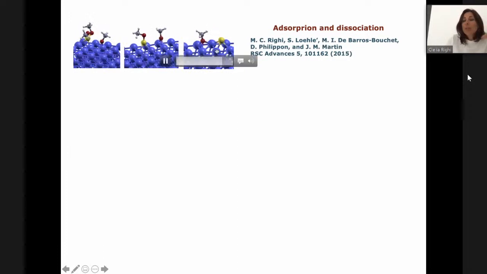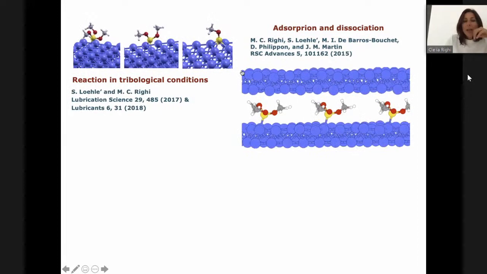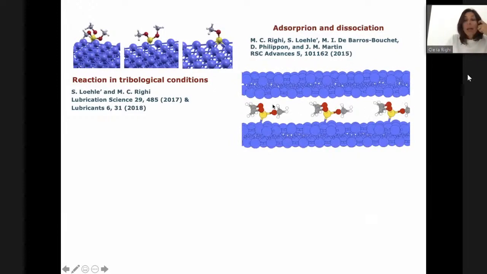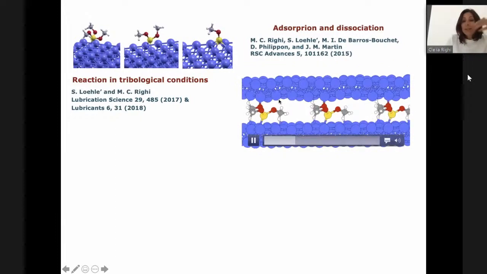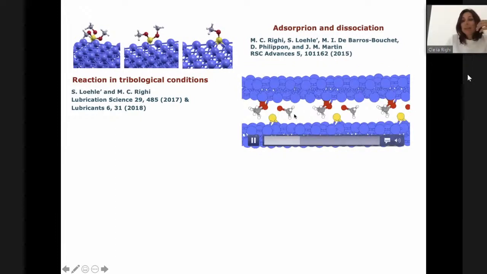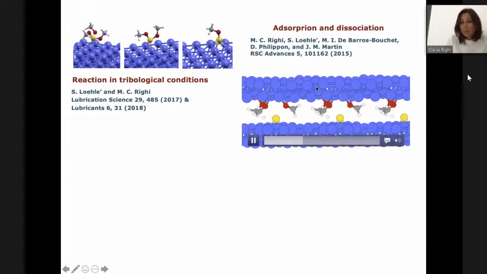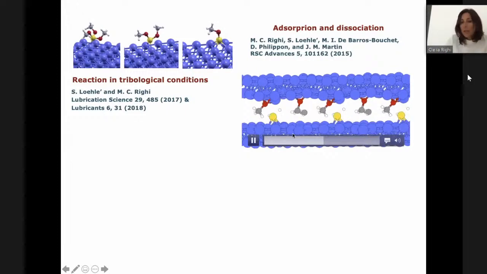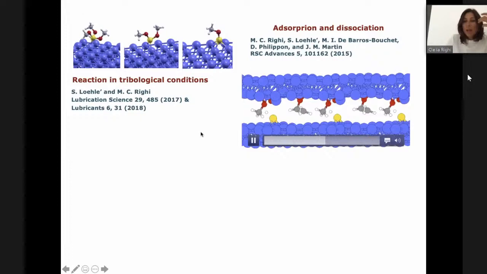First of all, we identified the reaction path and energy barriers for molecular dissociation on the iron surface. Then we evaluated how the reaction kinetics is modified by the tribological conditions. And we found that the reaction rate is highly enhanced by molecular confinement and the mechanical stress applied. Elemental phosphorus was released at the iron interface as observed in the experiment.